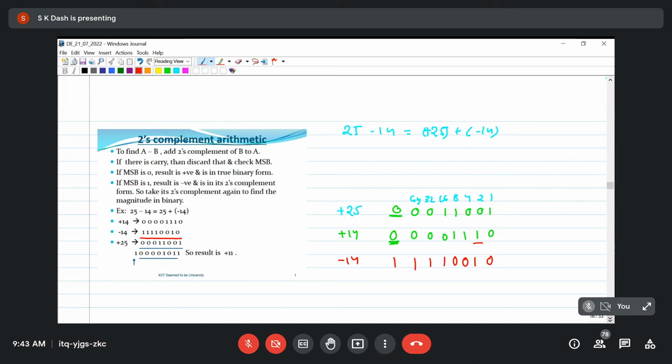Plus 25 is 00011001. Next what to do? Next we need to add these two. So what will happen? 1 plus 0, 1. 0 plus 0, 0. 0 plus 1, 1. 1 plus 1, how much will be 1 plus 1? Not 0. Sum 0, carry 1. Okay. Again 1 plus 1 plus 0, so again sum 0, carry 1. Again 1 plus 1 plus 0, so again sum 0, carry 1.